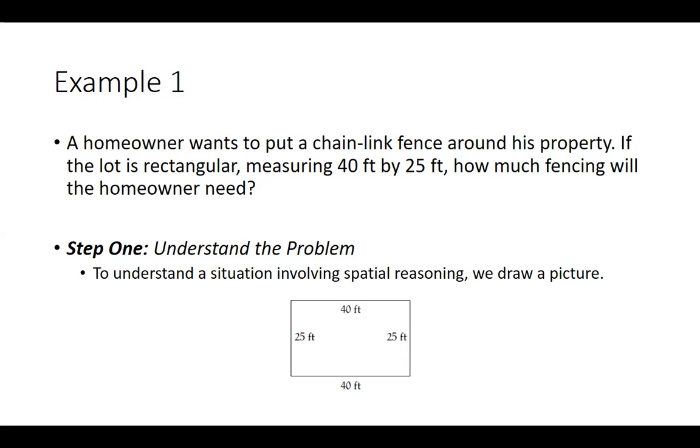Step 1, understand the problem. To understand a situation involving spatial reasoning, we always draw a picture. In this case, we have a rectangular lot. We need fencing around it. And the lot measures 40 feet by 25 feet. So the longer length of the rectangle, top and bottom, is 40 feet. The shorter length of the rectangle, left and right, is 25 feet.